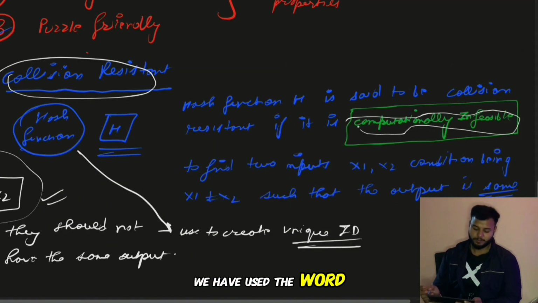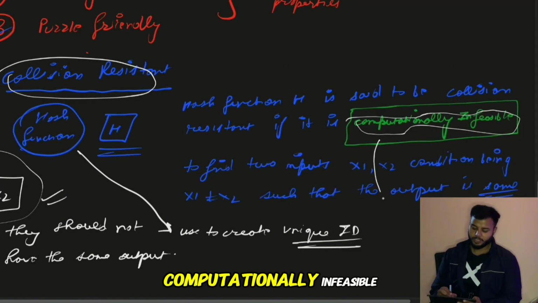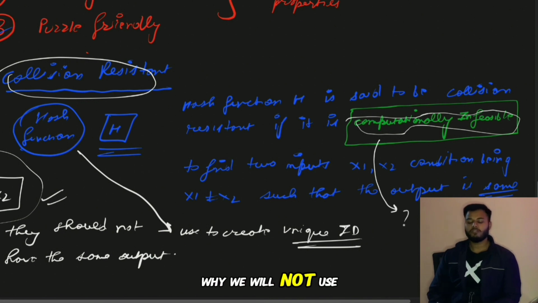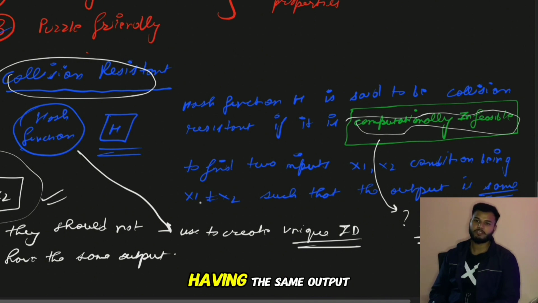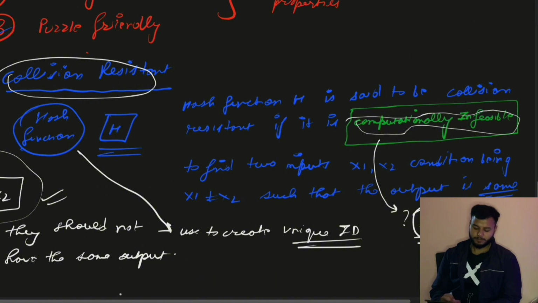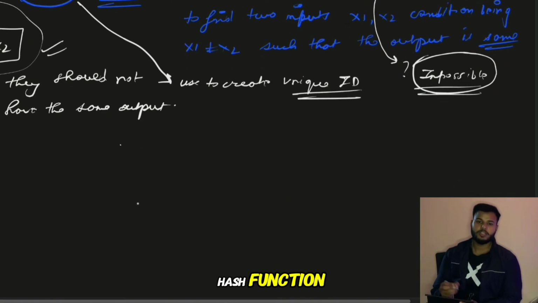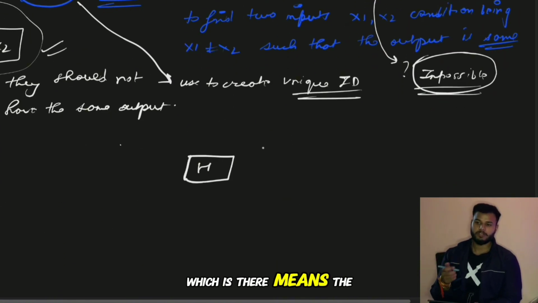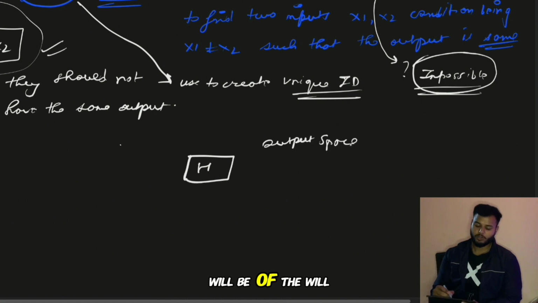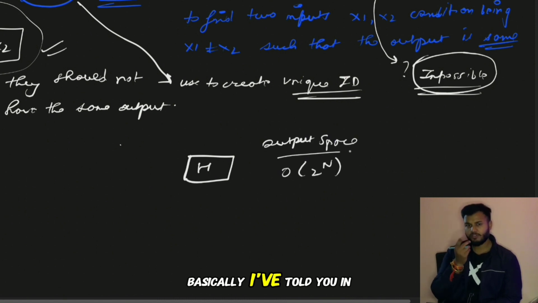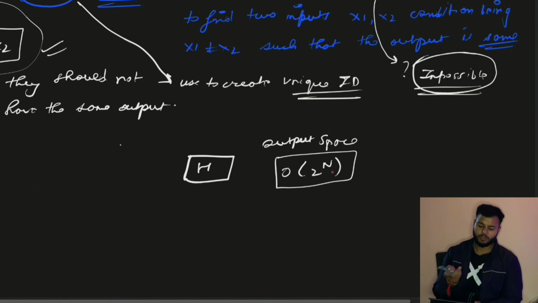We have used the word computationally infeasible. Why have we not used the word impossible? Why have we not defined it as impossible to find two inputs having the same output? The reason is that for a hash function, the output space will be of the order 2 to the power n. I told you in the previous video why we use 2 to the power n. Let me discuss that again.